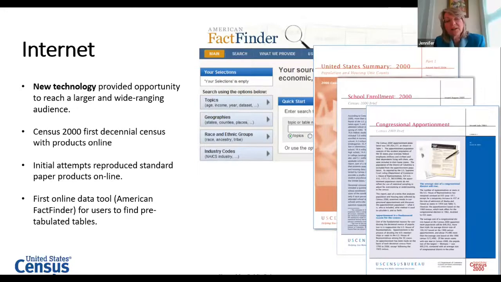We developed an online database known at the time as the American Fact Finder, where users could find tables and thus reduce the need for the expensive paper volumes. And we used this new internet technology primarily as a more efficient storage and dissemination vehicle, but did nothing to modify the visual products we produced.